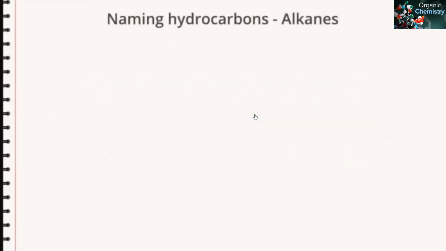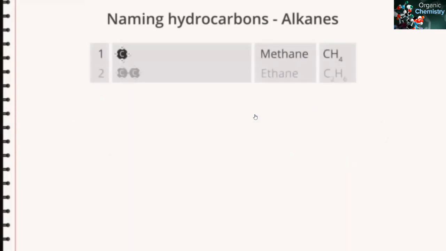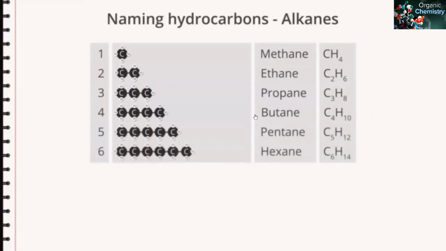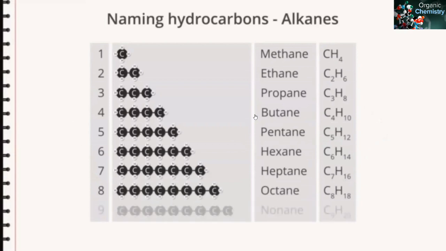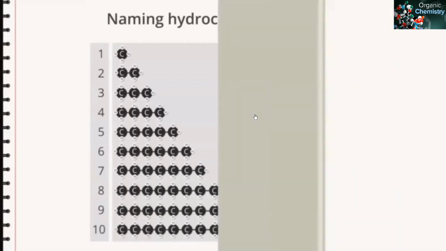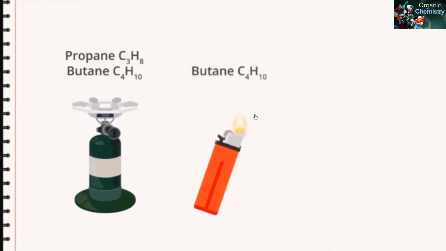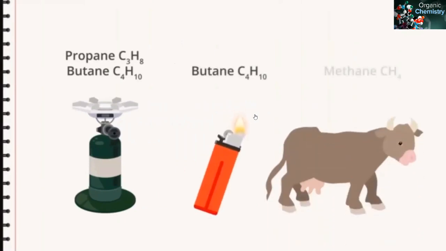Let's run through the list again with the first 10 alkanes, this time with the chemical formulae as well. The first 4 are methane, ethane, propane, and butane. After that, we count in Greek: pentane, hexane, heptane, octane, nonane, and decane. Gas burners usually contain a mixture of propane and butane, while most cigarette lighters use pure butane. Methane gas is released when bio-waste decomposes in swamps and in puddles, and in cows' stomachs.